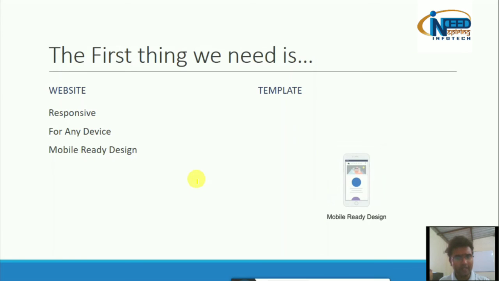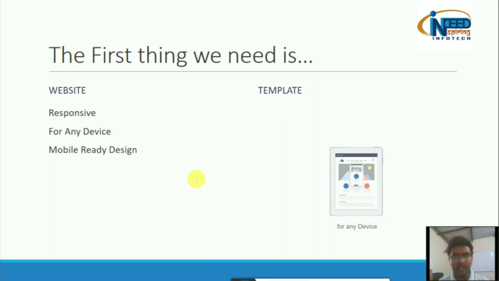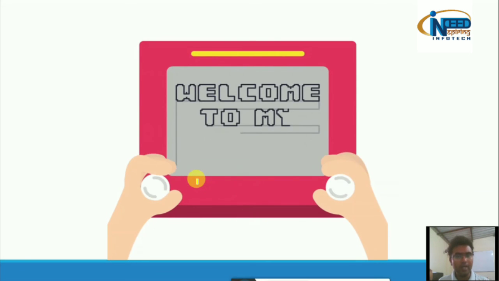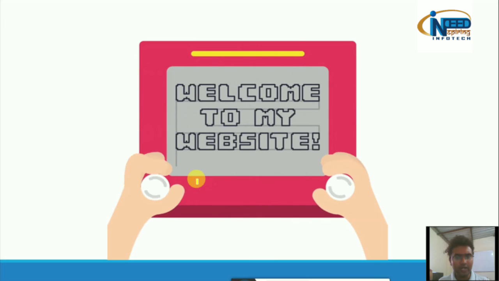So here the first thing we need is a website. The website should be responsive for any device and it should be mobile ready. Again, in the animation you can see that the website design is mobile ready. That means whatever screen you use to open the website, it shrinks and all the components get adjusted according to the screen. This is called responsiveness of the website. So let's start understanding and learning how to create a website.